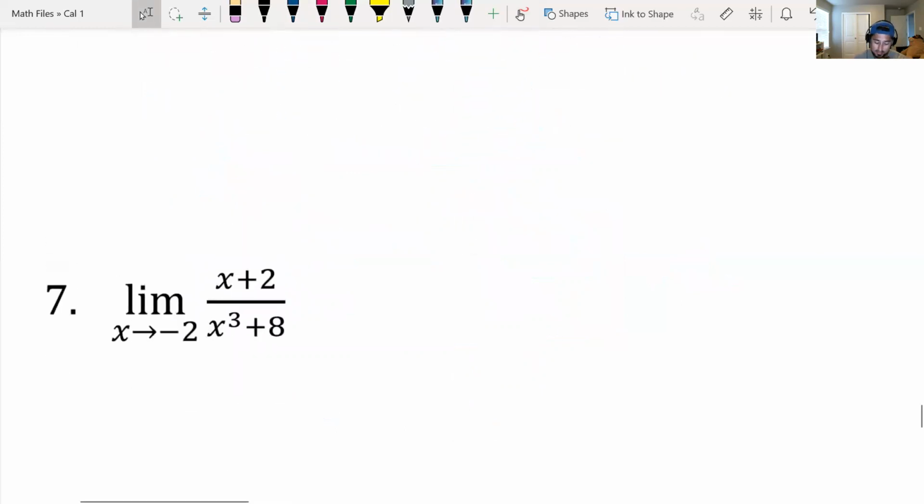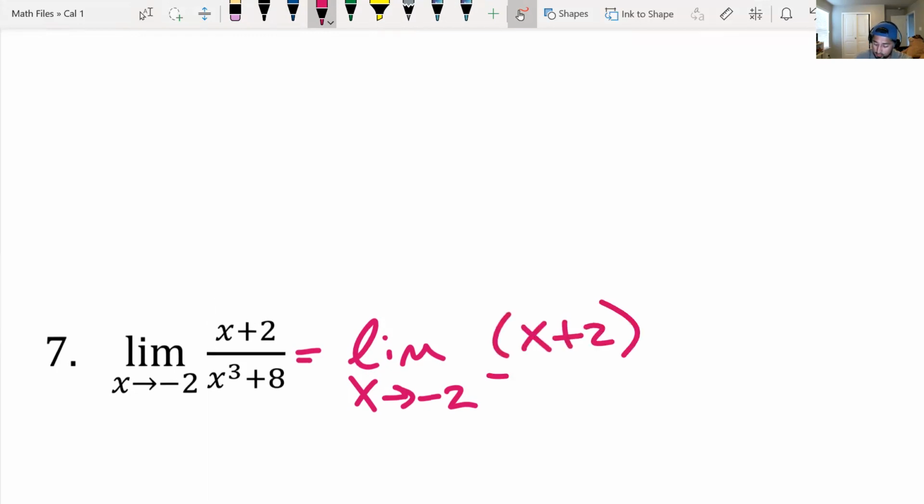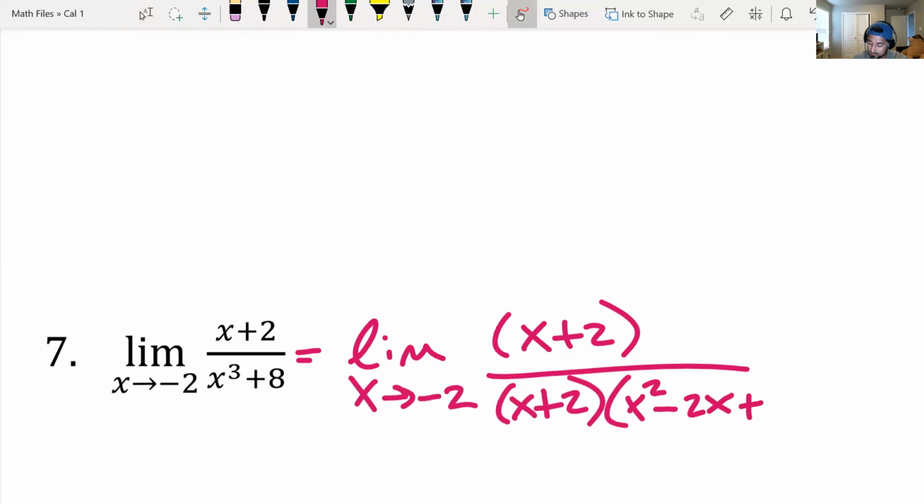Last one. 7. The limit as x approaches negative 2 of x plus 2 over x cubed plus 8. Again, can you plug in negative 2? And that answer is no. You will get a 0 in the denominator, which means we must fix algebraically. And how do we fix this algebraically? Well, if you notice, the denominator is a sum of cubes. And a sum of cubes can be factored. So this becomes x plus 2 over, and to factor the denominator, it's going to start off with x plus 2, and then it's going to become x squared minus 2x plus 4.